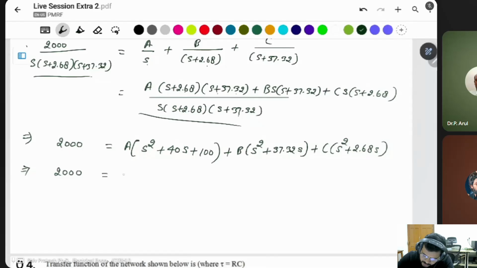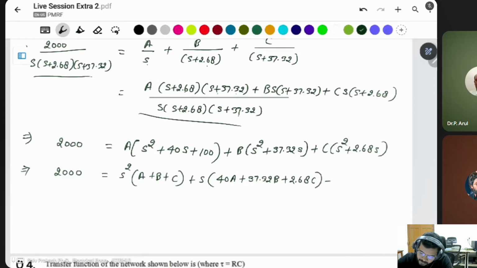Make the square terms in one place: A s square plus B s square plus C s square. Second, make the s terms: this is 40A plus 37.32B plus 2.68C, plus again A into 100 as the constant term.